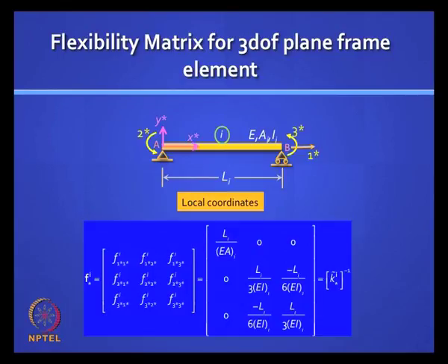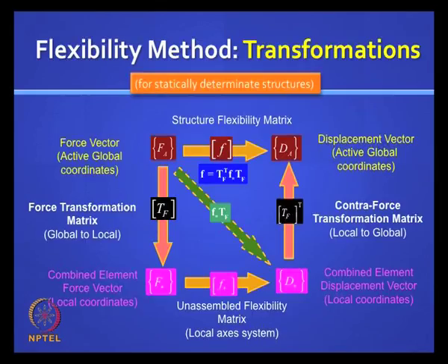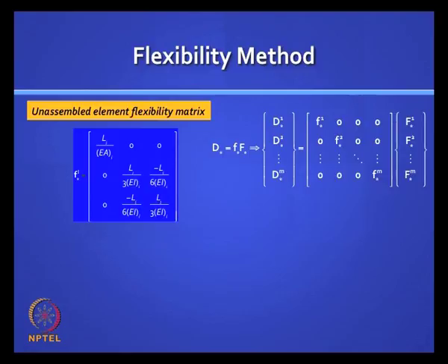Very easy to remember, because you know what you did for a beam element. You know it's L by 3EI, minus L by 6EI, L by 3EI and minus L by 6EI. You just have to add the axial stiffness as you did in the stiffness method, L by EA. Okay. Then you do the transformations and standard procedure.